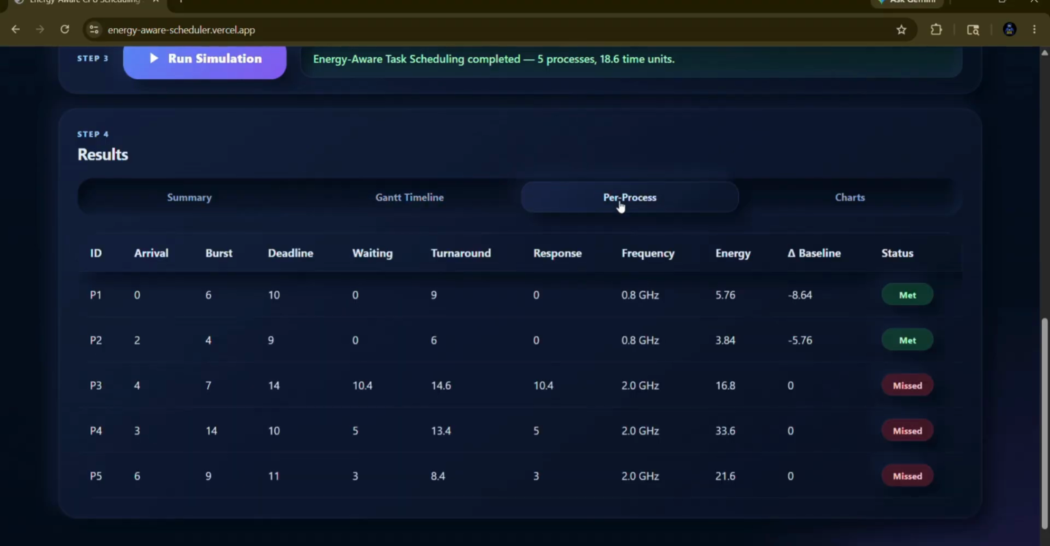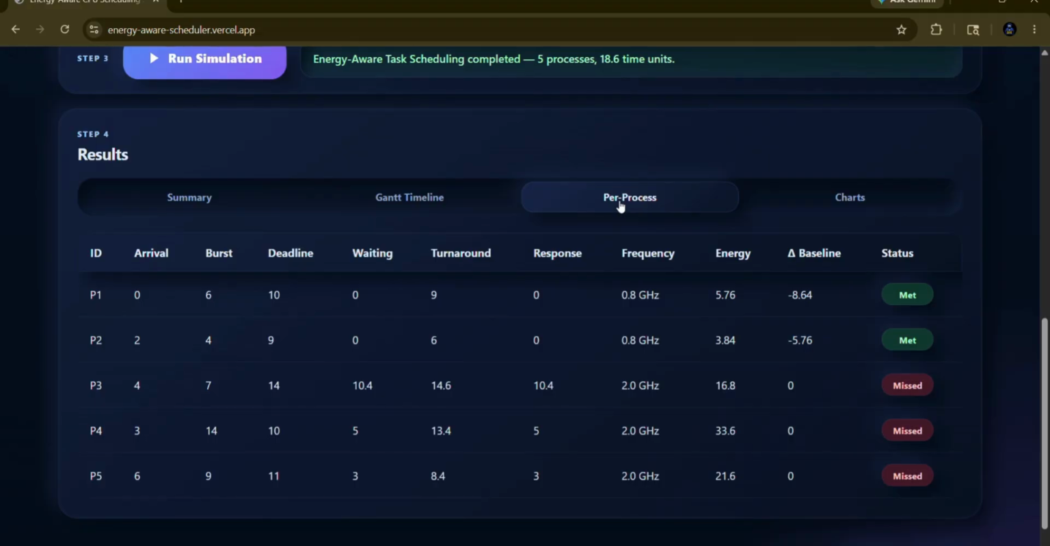In the processes, P1 and P2 successfully meet their deadlines with zero waiting time, and they actually saved energy compared to the baseline, minus 8.64 and minus 5.76 units. That's DVFS doing its job perfectly, but process 3, process 4, and process 5 missed their deadlines.